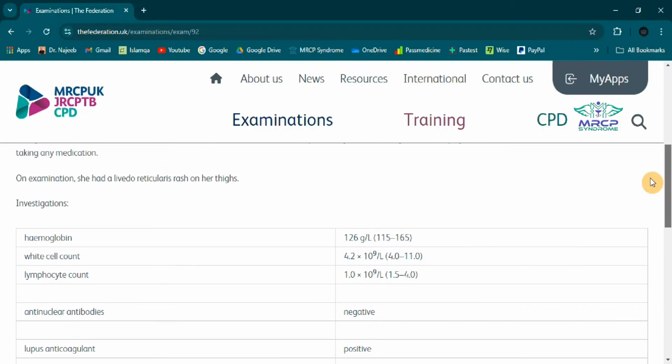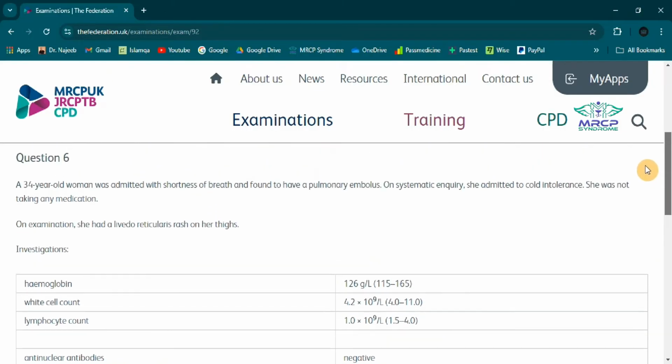So if we analyze the key points supporting the diagnosis, this patient has a history of pulmonary embolus. APS is a prothrombotic disorder that increases the risk of venous and arterial thromboembolism, including pulmonary embolism. And the presence of pulmonary embolus in a relatively young woman, an otherwise healthy individual, raises the suspicion of an underlying hypercoagulable state like antiphospholipid antibody syndrome.